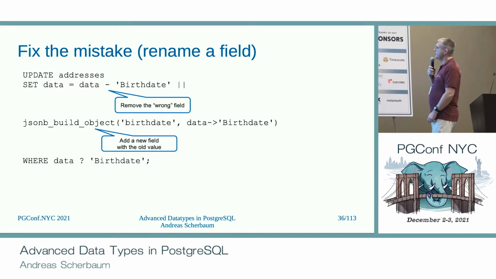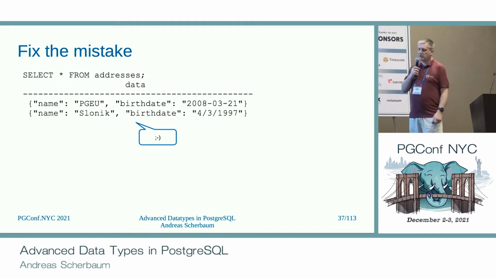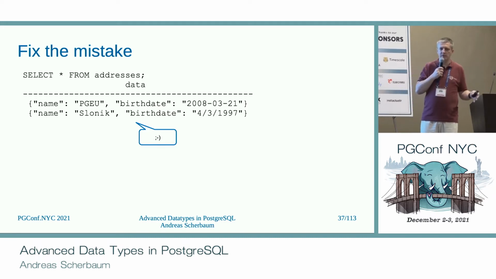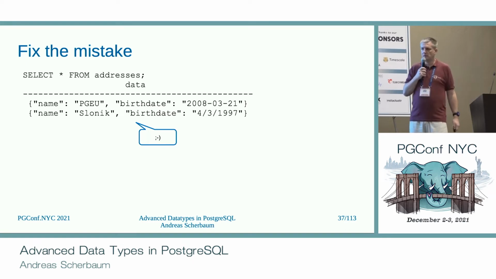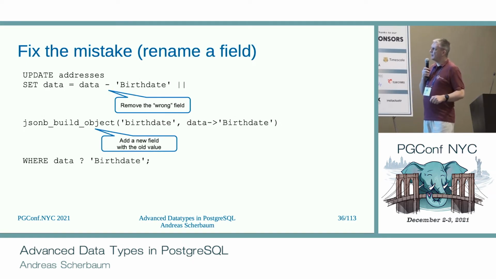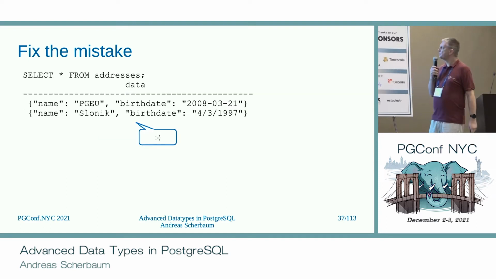Okay, let's fix this mistake. We rename the data field. I update my address field. I remove the wrong field. I build a new object with a lowercase name here and insert my data from the uppercase field where I have my wrong field name. And now if I select my data, I have both rows lowercase. So this is all JSON manipulation basically in my data field here. We need a couple of operators and JSON functions to make this happen. But we can do it in the end.